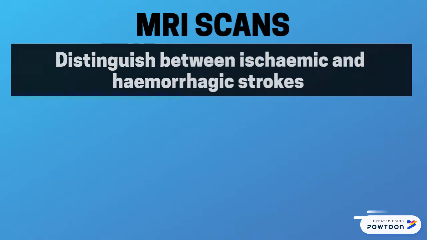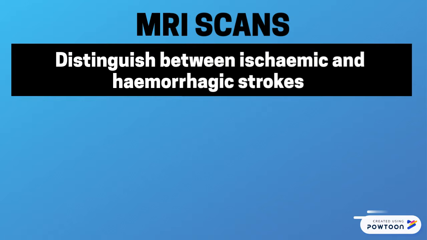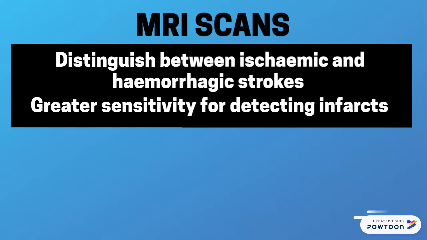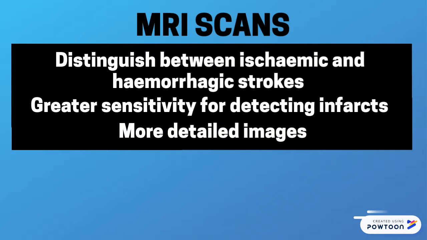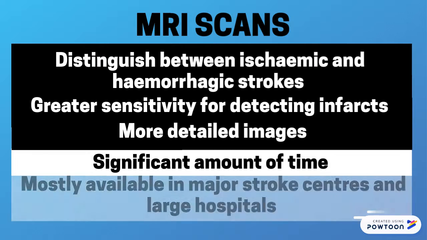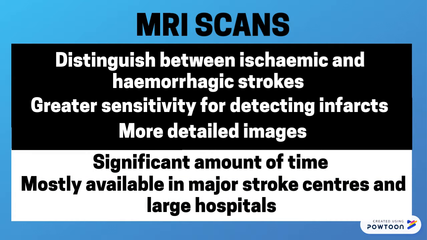MRI scans are able to distinguish between different strokes. They have a greater sensitivity for detecting infarcts than a CT scan and produce more detailed images. However, they take a significant amount of time and are only available in certain hospitals.